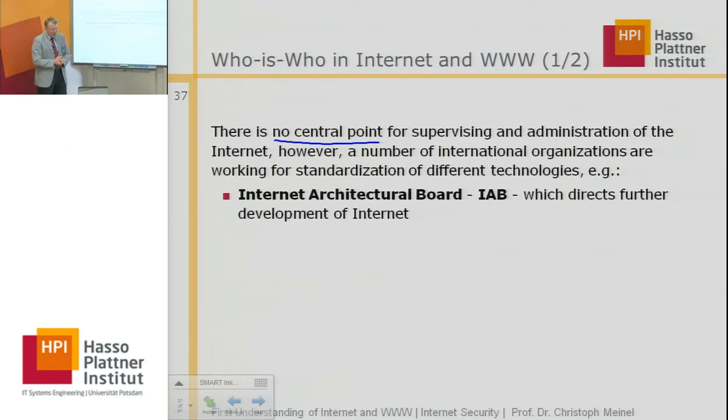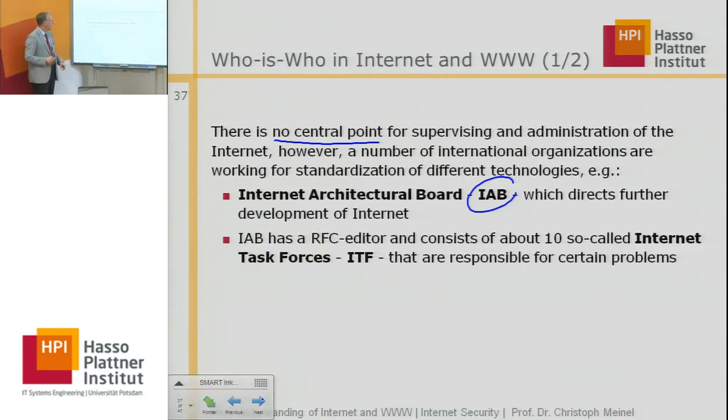So one has to mention the Internet Architecture Board, the IAB, which directs the further development of the internet. This IAB has groups. It has an RFC editor. RFCs are requests for comments. These are the standards in the internet, and it consists of about 10 so-called internet task forces that are responsible to discuss certain problems.